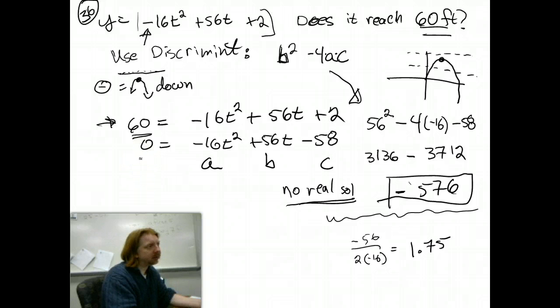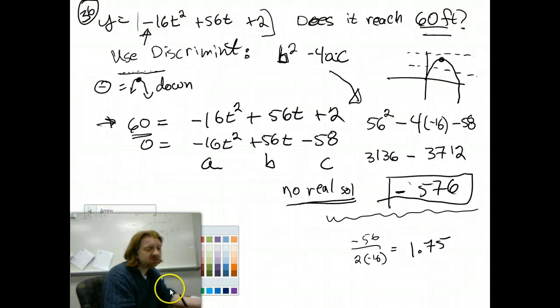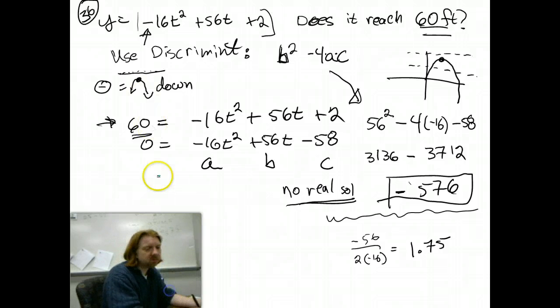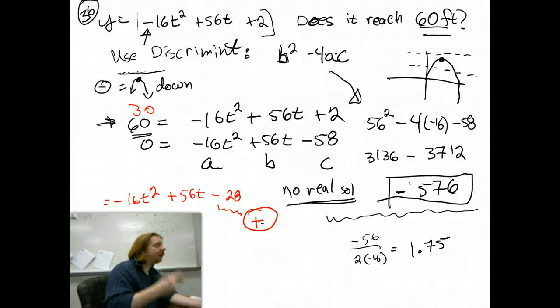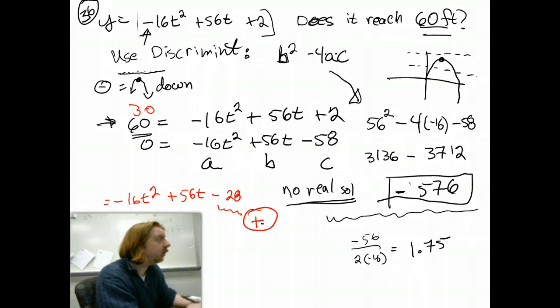So this can't happen. Now, if I had put in a different number, say I had put in 30, so instead of 60, I put in 30 here. So I have negative 16t squared plus 56t equal to 30, so I subtract that, and I have negative 28. Now I do the discriminant thing, and I get a positive number for the discriminant. That means it does hit that twice. I will at least get to that height. There will be two solutions. So it does work.